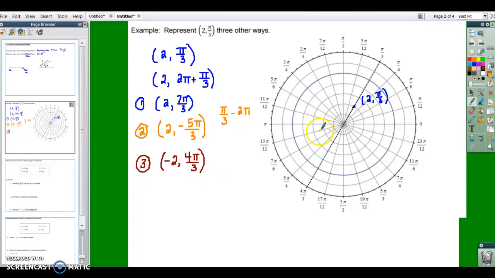And so what that says is, hey, let me go around 4 pi over 3. I'd be here at 2, but that negative means I flip back over the pole, and that puts me back where I started. So those are 3 different representations. You can add 2 pi radians to the angle, you can rotate in the reverse direction, or you can jump over the pole, or reflect over the pole, by negating the r value.